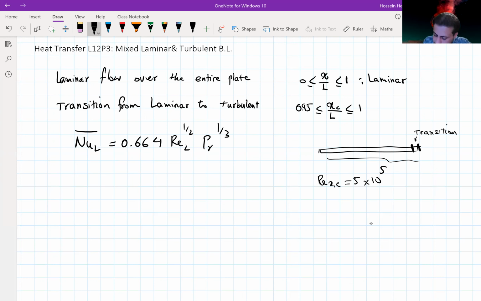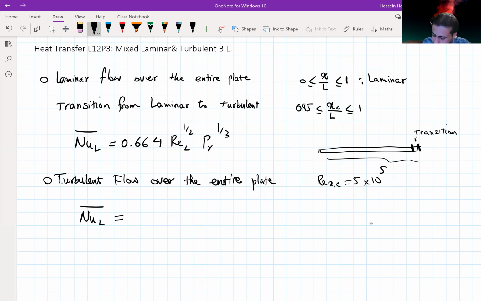Now, if we have turbulent flow over the entire plate, so assuming everything is turbulent, then the Nusselt number, the average one, is going to be 0.037, Reynolds number L to the power of 4/5, Prandtl to the power of 1/3.